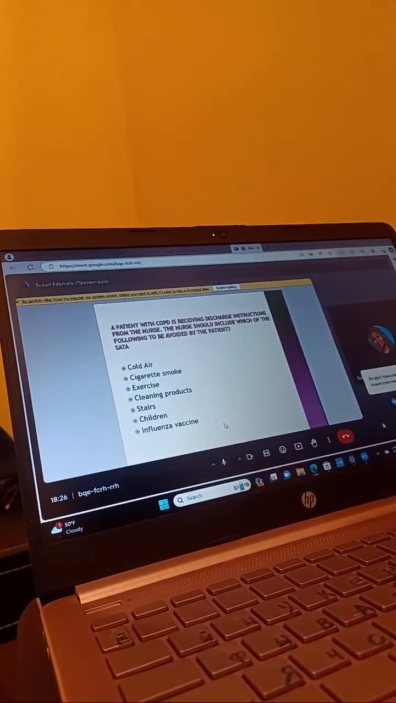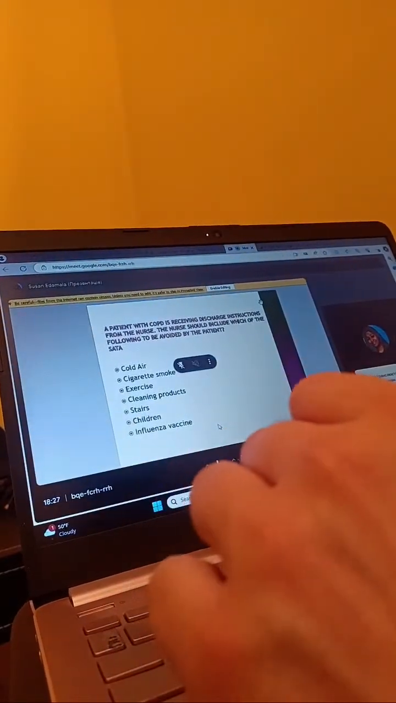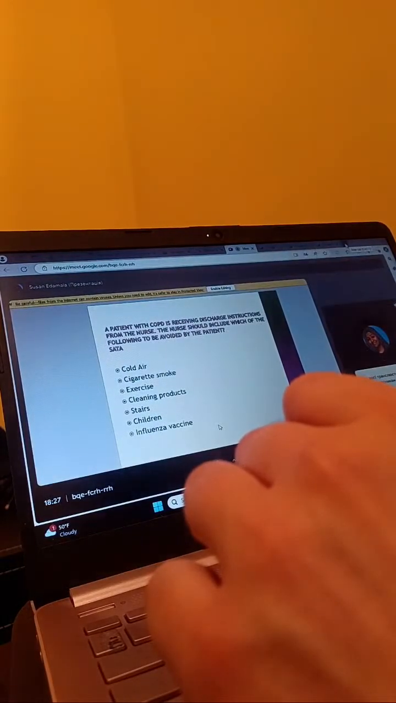The nurse should include which of the following to be avoided by the patient. I'm trying to understand what this means. So rephrase it in Italian, and then ask what they are asking, and then you read the question and put them in the two sections, good ones and bad ones.